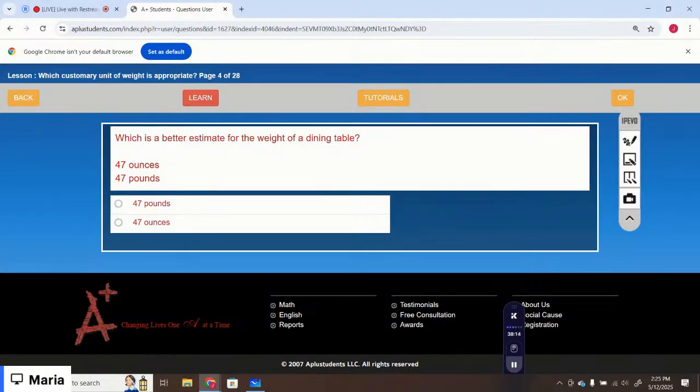Which is a better estimate for the weight of a dining table? 47 pounds or 47 ounces. The correct option is 47 pounds because 47 ounces is too little.